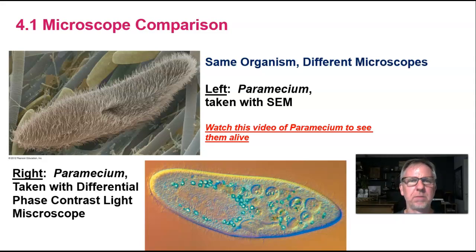It's amazing detail. Now the bottom image is taken with one of the types of light microscopes called the differential phase contrast light microscope. And it really makes details pop out inside the cell. We can see the internal structure really well. So again, the only point of this slide is to show you that with different kinds of microscopes, we can learn different things about the same kind of cell. It's pretty powerful. I put a video on here, a link. Watch the video of Paramecium to see them alive. So you can see what these guys actually look like if you were looking through a microscope and could see them swimming around.